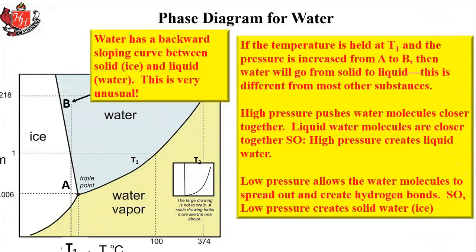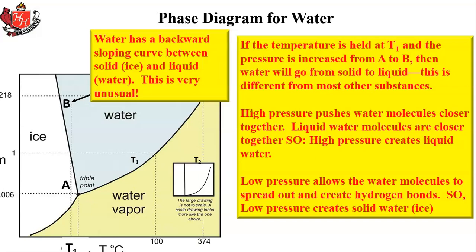All right, now water is very unusual. Water has a backward sloping curve between the solid and the liquid, and that's what the arrow is pointing to. So you'll see where point A is and point B is. Point A is at a lower pressure, and that's ice, solid water. If you go to a higher pressure, then the water actually liquefies. It becomes liquid water. That's where point B is. That's just the opposite of just about every other substance on Earth. Usually when you squeeze the molecules tighter together, they go from liquid to solid. Water is the other way around. If you squeeze the molecules tighter together, they go from being a solid to being a liquid.